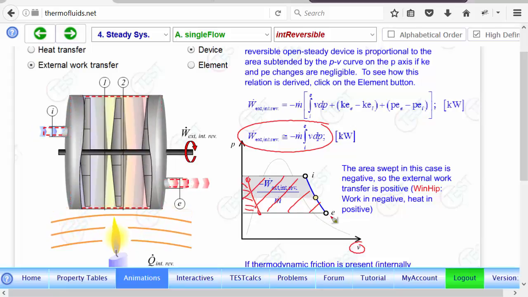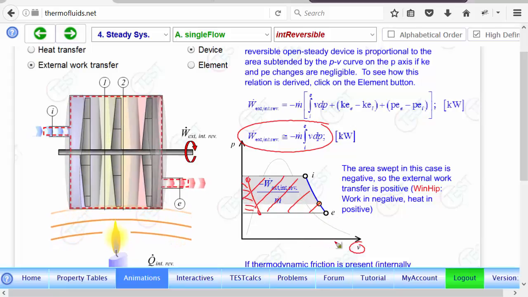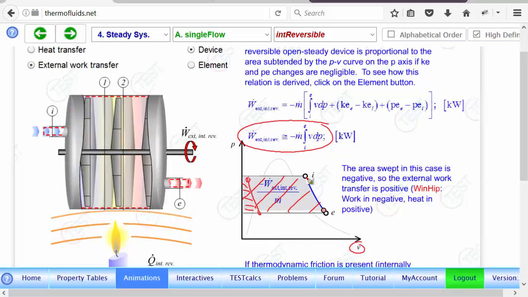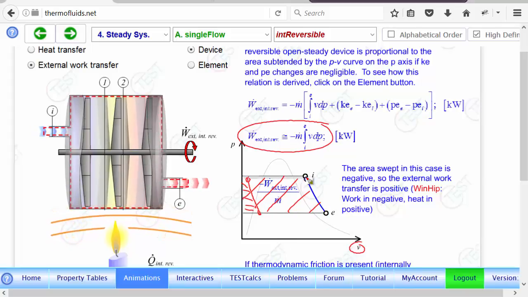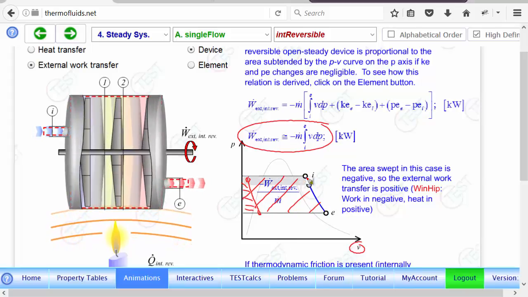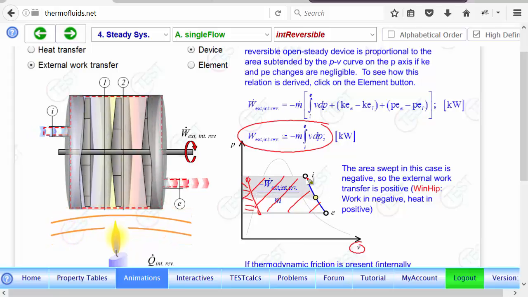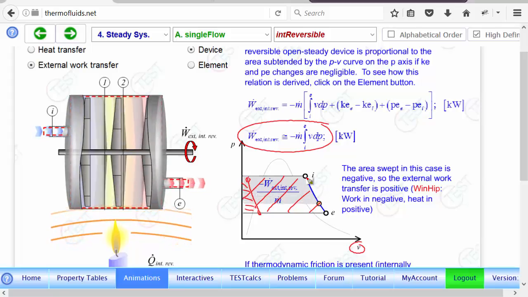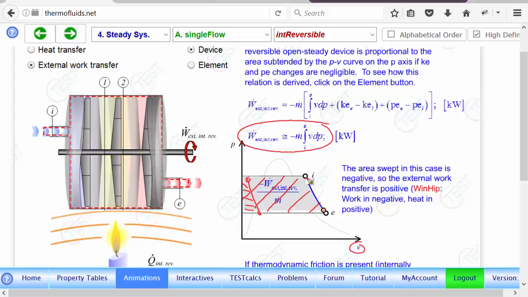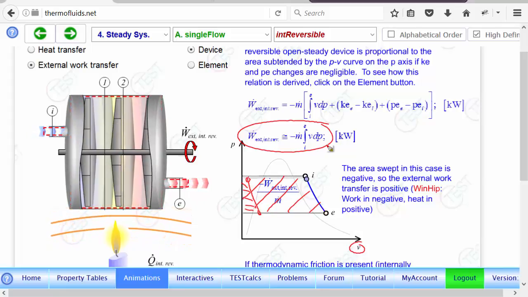As opposed to a compressor, you will find the specific volume will be much higher on the average, and the work required for the same increase in pressure will be much higher for a compressor than in a pump. And this kind of physical explanation is not possible unless you understand this internally reversible device.